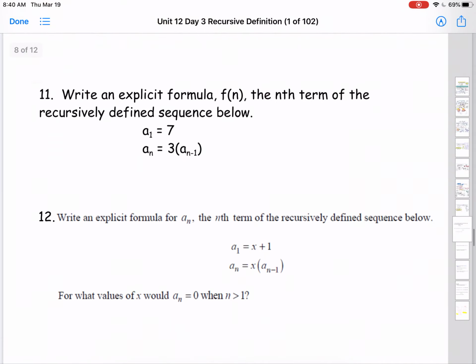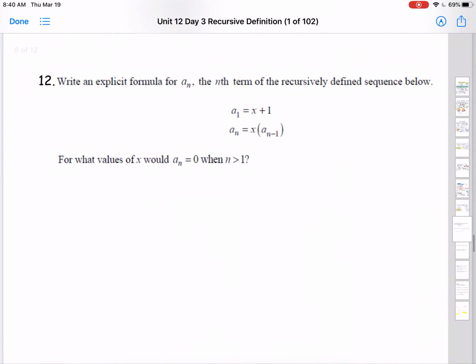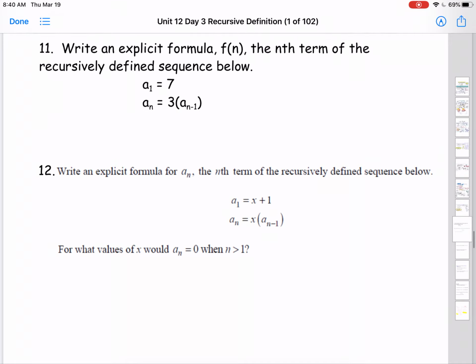I don't want to bore you with too much here. Okay, and then let's just do one more. We'll go to number 12. Oh no, we should do 11 too. All right, let's just do both of these.